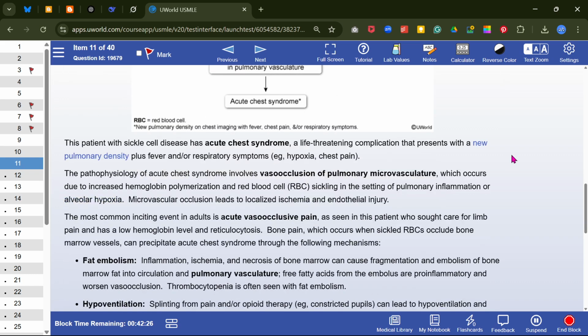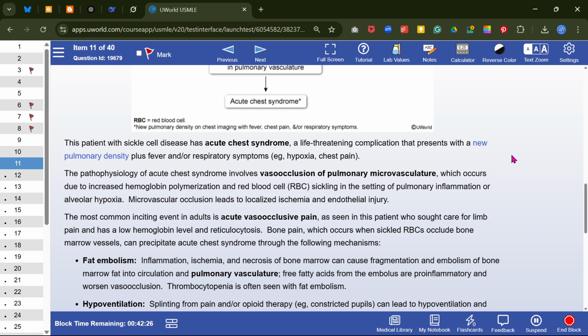This patient with sickle cell disease has acute chest syndrome, a life-threatening complication that presents with a new pulmonary density along with fever, respiratory symptoms, hypoxia, and chest pain.